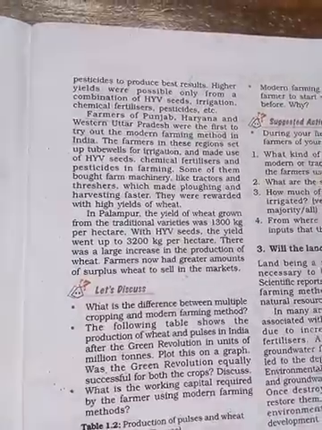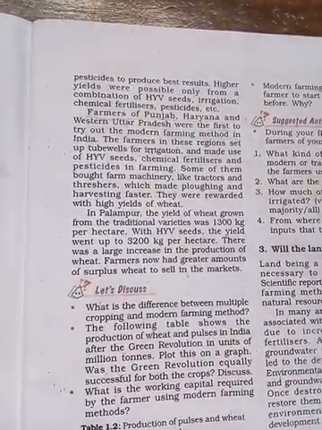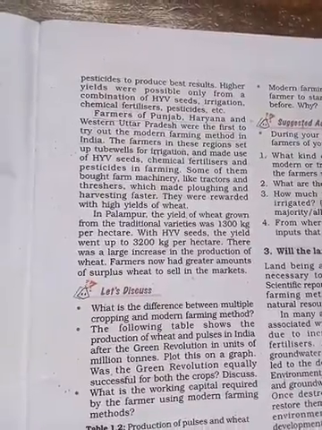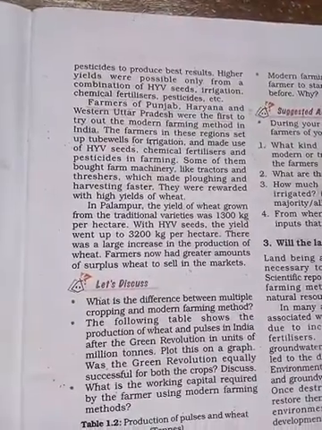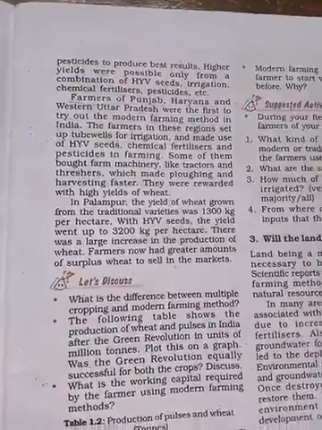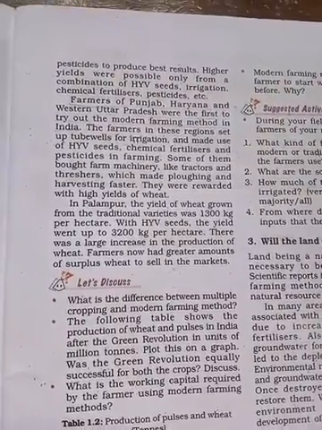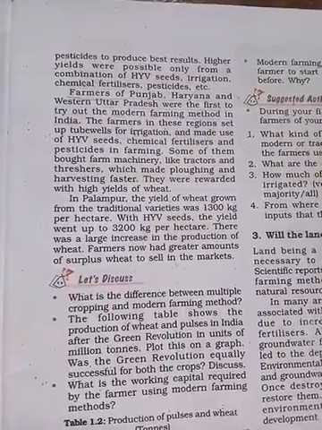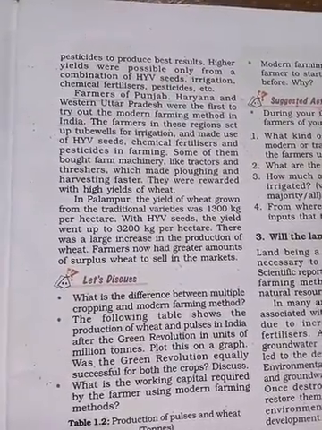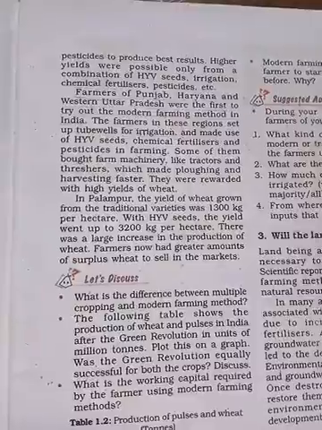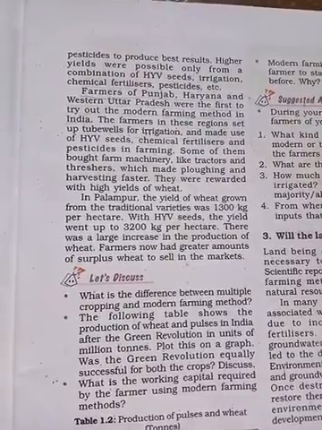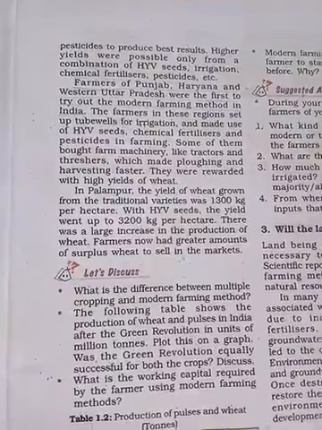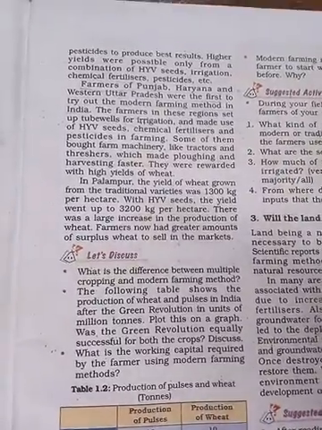Look here, if there is no water facility, then they are not able to perform the modern method. For performing the modern method they need a lot of things. So in Palampur, in the traditional method they used to produce only 1,300 kg in 1 hectare, but after using high yielding variety seeds they are able to produce 3,200 kg per hectare. That means the production is increasing.